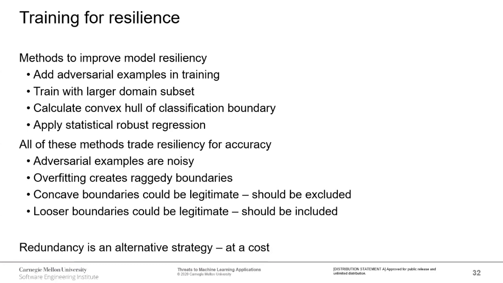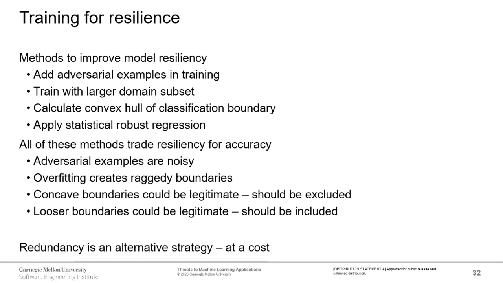You can add adversarial examples to the training. Again, going back to that stop sign, you can feed the stop sign with those little pieces of tape on it and tell the training system, by the way, this is also a stop sign. You can train with a larger domain subset. It could be that you had a smaller number of bananas. You start including bananas with spots. You include big bananas. You include plantains if you think those are bananas for this kind of discussion, and train with that larger subset.